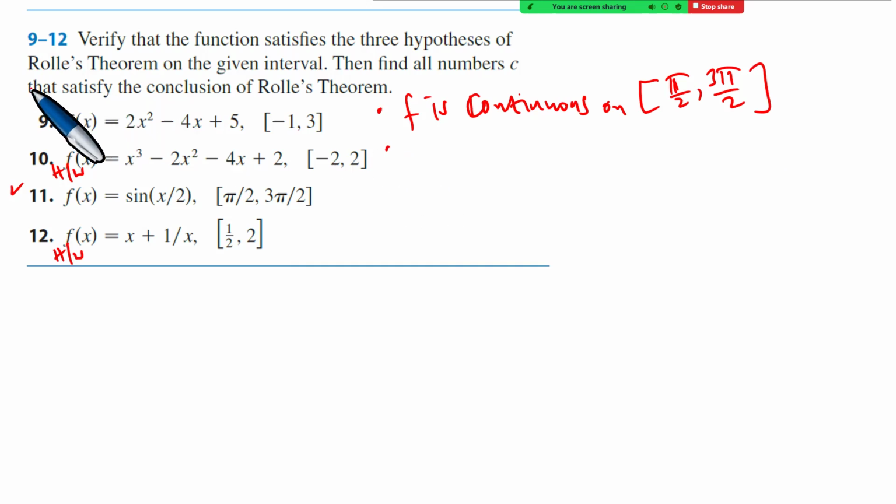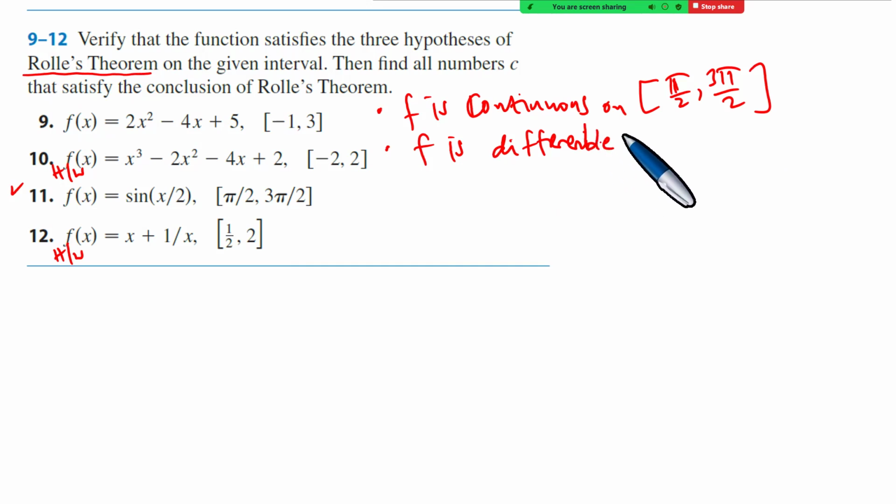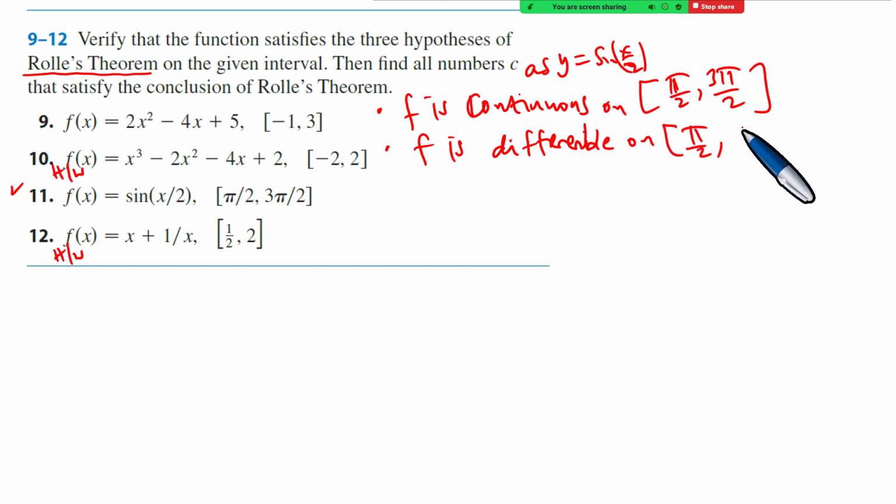What is condition number 2 of Rolle's theorem? Differentiability. f is differentiable. Why? This one is continuous, as y equals the sine of x over 2 is a continuous function. It is differentiable on the interval from pi over 2 radians to 3 pi over 2 radians, because the derivatives of this exist.